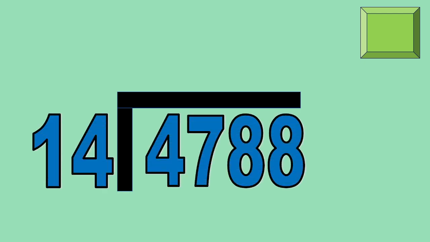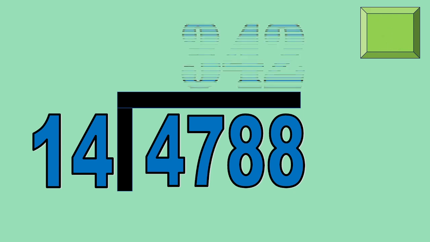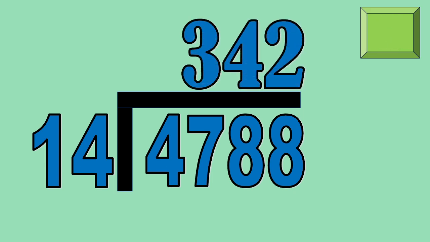Quiz time! Let's answer this. You only have 10 seconds to answer. Find the quotient. 4,788 divided by 14. Start now. Time's up. The answer is 342.